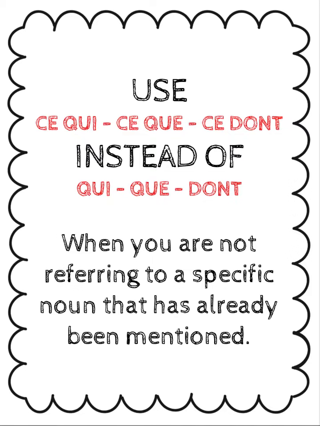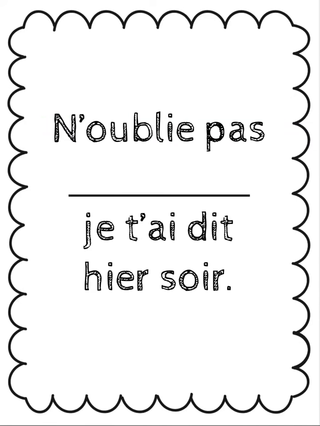It's because when we use these three, we're not referring to specific nouns that have already been mentioned. So you can also think that what we're talking about is a little bit vague since it hasn't been mentioned. D'accord? Let's look at some examples.